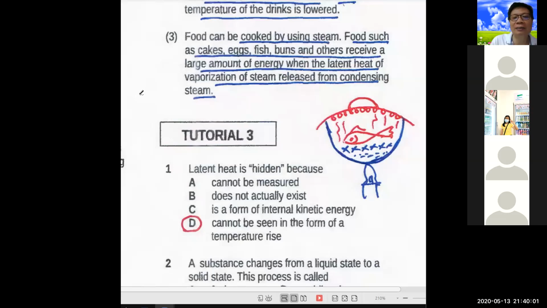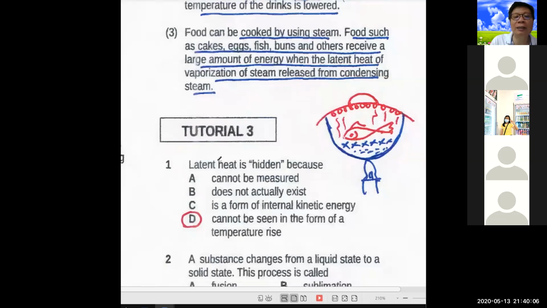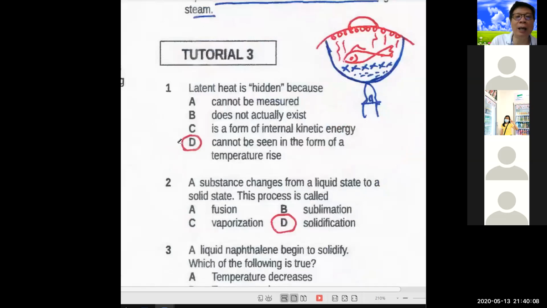Okay, so we have finished this lesson already. Now you can answer the questions. Look at question 1. The answer is D. Why? Latent heat is hidden, cannot be seen. Hidden means the heat cannot be seen because there is no change in temperature. Remember early in the lesson we learned that latent heat is also called hidden heat. Why hidden? Because you don't see a change in temperature, so you don't see the heat.